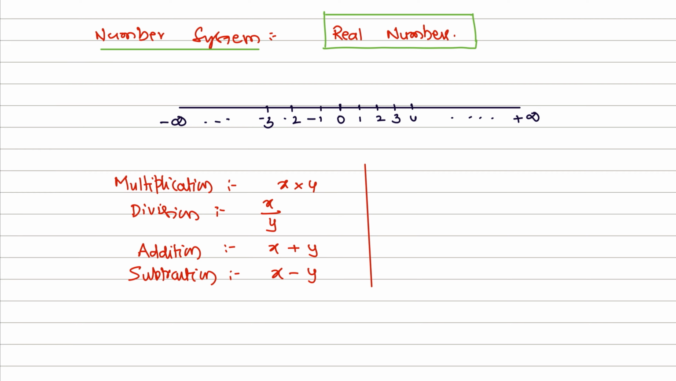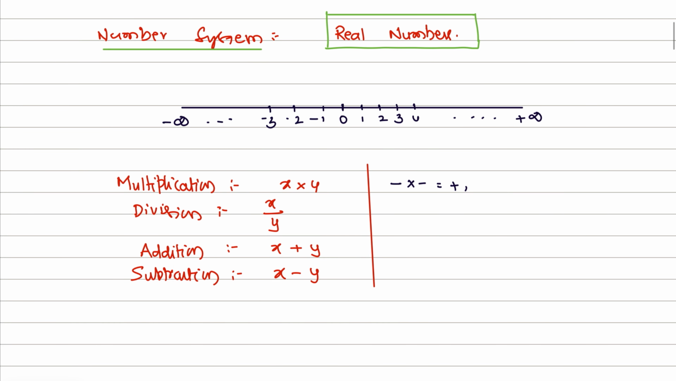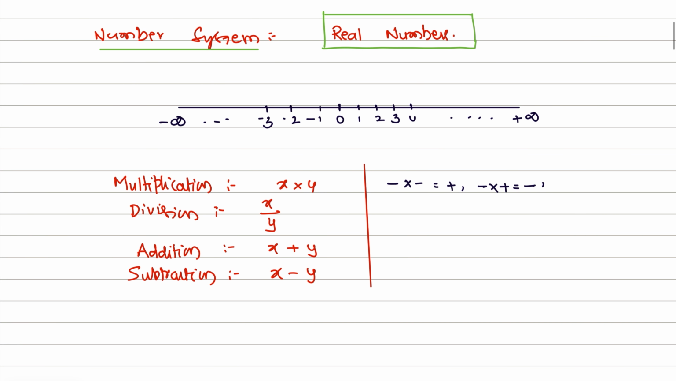Now, in multiplication, a negative value multiplied by a negative value: minus into minus is equal to positive. Minus into plus is equal to negative. Plus into plus is equal to positive. Plus into negative is equal to negative.